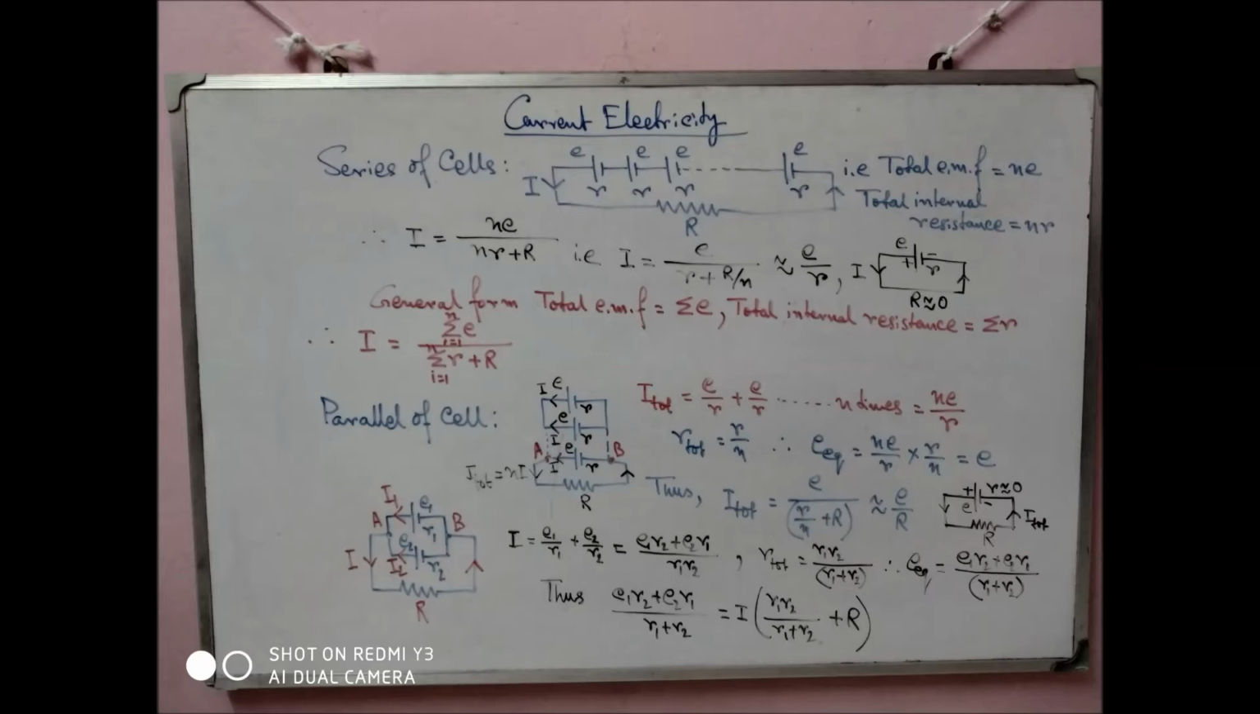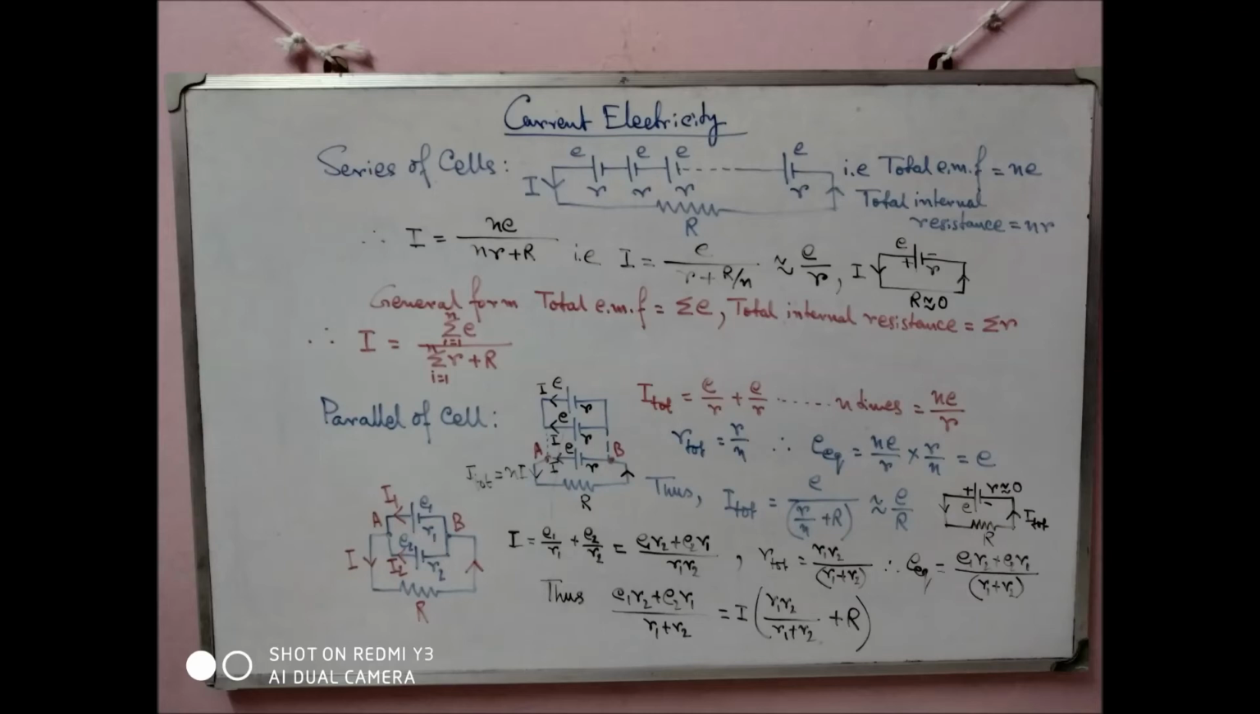So here the total current I, as drawn in the diagram, is I1 plus I2, where I1 is E1 by small r1 and I2 is E2 by small r2. If I add these, we get E1 R2 plus E2 R1 by R1 into R2. Now again, what is the total internal resistance? There is a shortcut formula for parallel resistance, R1 into R2 by R1 plus R2. It is the same as 1 by R1 method, so no problem. So R total is R1 into R2 by R1 plus R2.